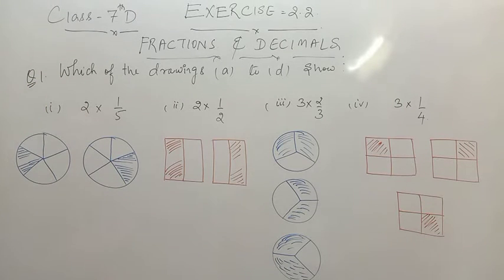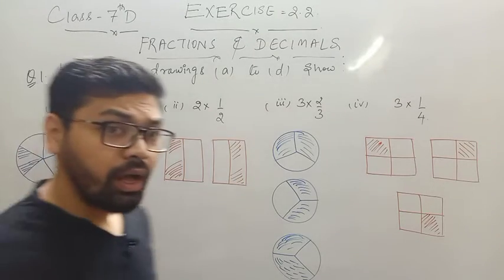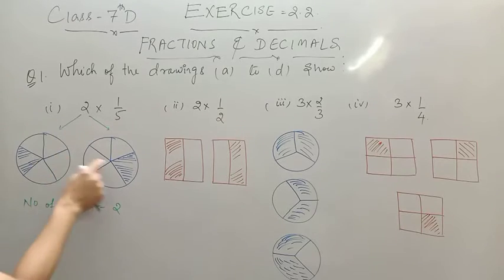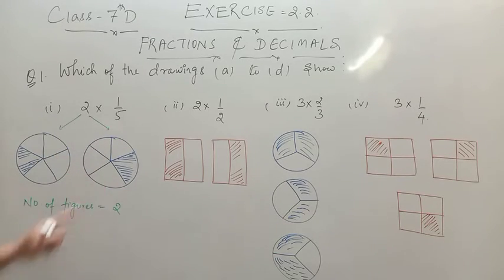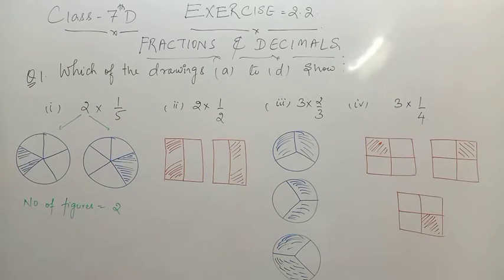What does this 2 indicate? Number of figures. So the number of figures is 2. Two figures are there, yes or no? And each figure has 5 parts, and out of 5 parts only 1 part is shaded, right? What does this mean?